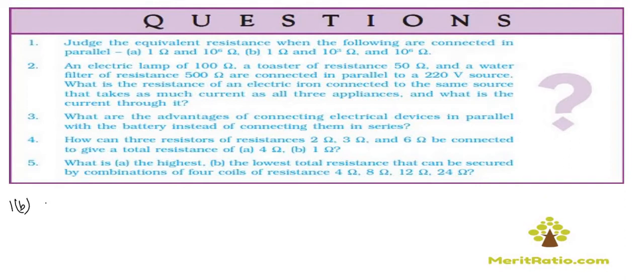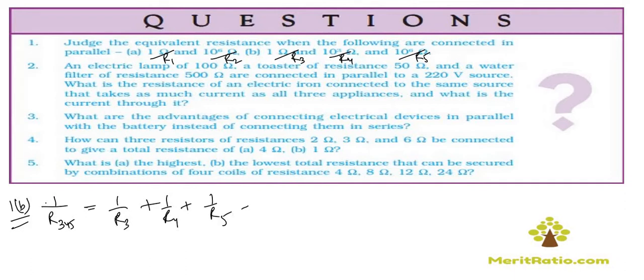The solution of 1b, we can obtain R345 if we had taken this as R1, this as R2. So this can be taken R3, R4 and R5 for the next combination in parallel combination. So how much it will become? 1 upon R3, 1 upon R4, 1 upon R5. How much it will become? 1 upon 1 plus 1 upon 10 to the power 3 plus 1 upon 10 to the power 6.